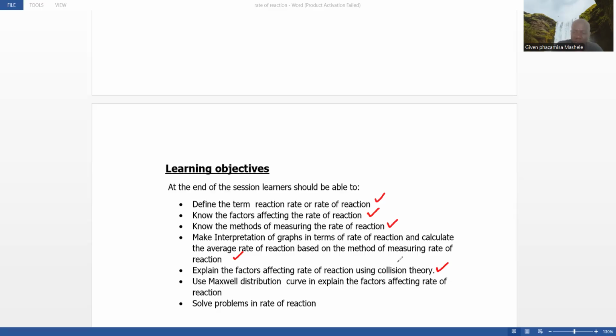So we are going to spend more time on this. And again, be able to use the Maxwell distribution curve in explaining the factors that affect the rate of reaction, and be able to solve problems relating to rate of reaction. Right, without further ado, let's now start with the learning objectives, as I just mentioned.